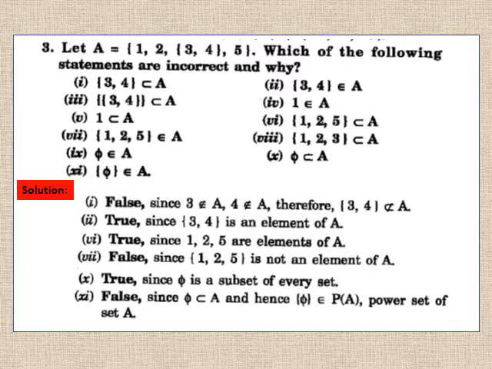Tenth, we have phi is a subset of A. Now this is true because phi is a subset of every set. So this is true. Set {5} belongs to A? No, because there is no set except {3, 4} belonging to A. So set {5} does not belong to A. Clear? So pause and solve the other parts.